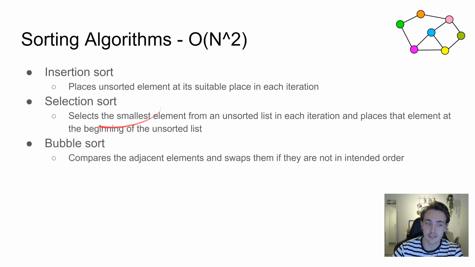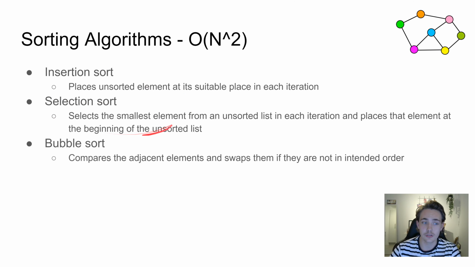We can also have this selection sort here, which just selects the smallest element from the unsorted list in each iteration, and then it places that element at the beginning of the unsorted list. So after a number of iterations, we just take all the smallest elements and place them at the beginning of the unsorted list.